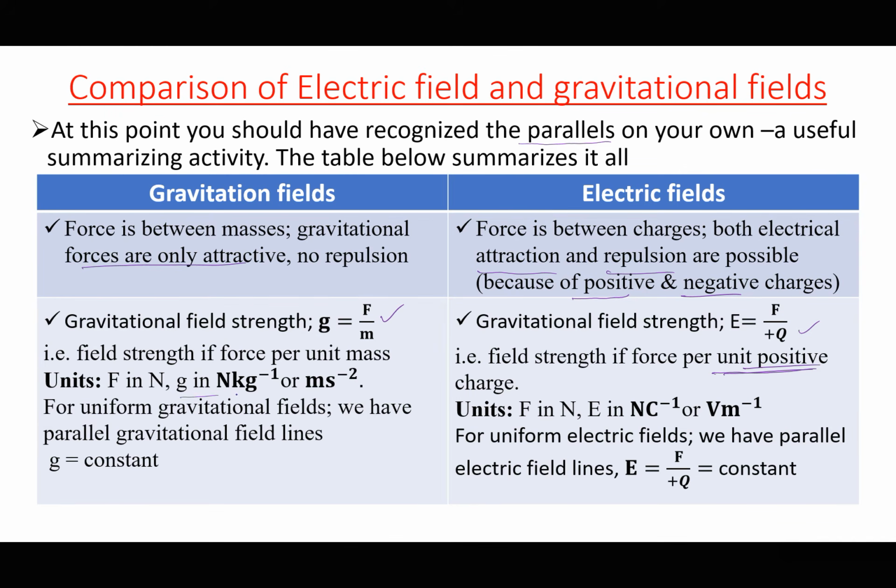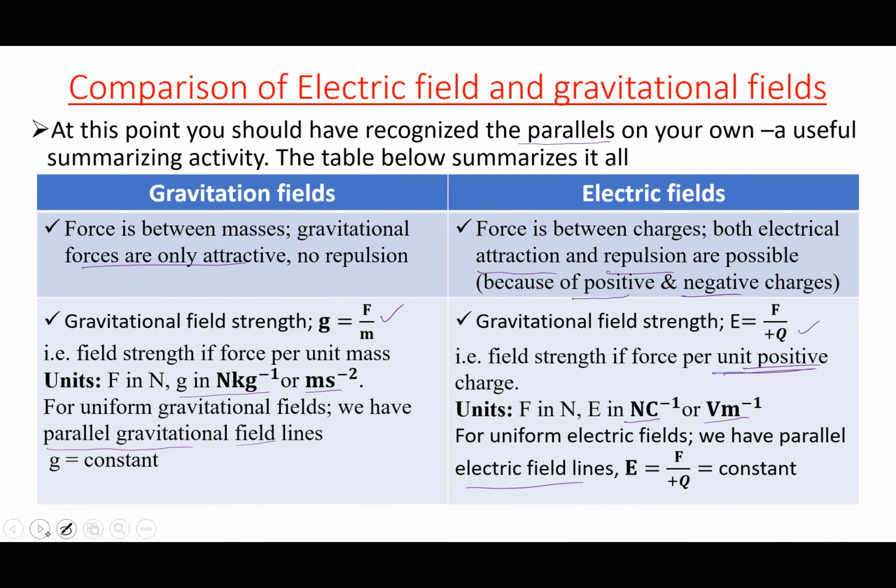The units are obvious: newtons per kilogram or meters per second squared. And for electric fields, we have newtons per coulomb and volts per meter. We notice that for a uniform gravitational field, we always have parallel gravitational field lines. Similarly, in electric fields, we shall also have parallel electric field lines. And g was always considered to be a constant close to the Earth's surface because, since the field lines never cross, they are almost parallel to each other. And if they are almost parallel, then the field can be considered to be uniform, so the field strength can be considered to be constant.